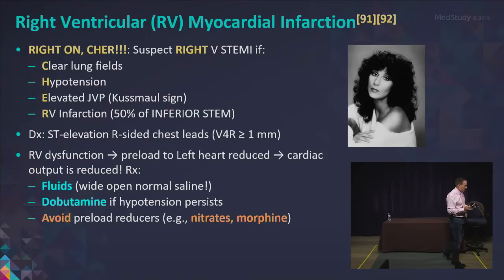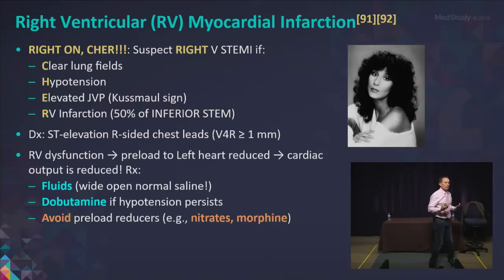Okay, right ventricular infarction. Right on share. So think of a right ventricular STEMI if you've got shock, clear lung fields, hypotension, and elevated JVP or Kussmaul sign. Think of RV infarction. And in RV infarctions, 50% of them will have an inferior STEMI as well, so you've got to be aware of that. To check that out, if you see someone with an inferior infarction, we ask for right-sided leads, and we're looking for ST elevation of 1 millimeter or more in lead V4R.